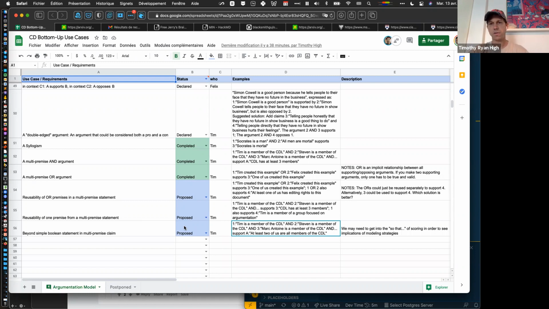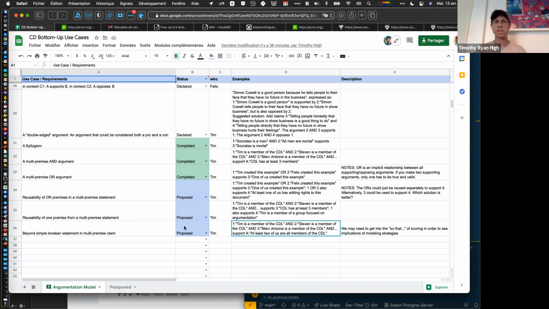The interesting thing here is supports. We have two supports here. Tim created this example, supports one of us created this example. Felix created example, supports one of us created this example. And those supports are not tied. Right. Yeah. So it's not the most interesting example because of an or.